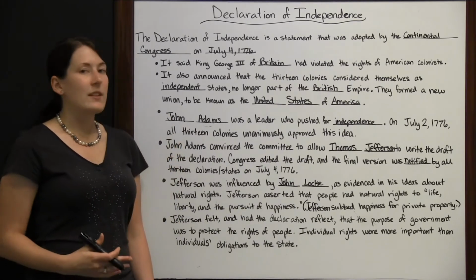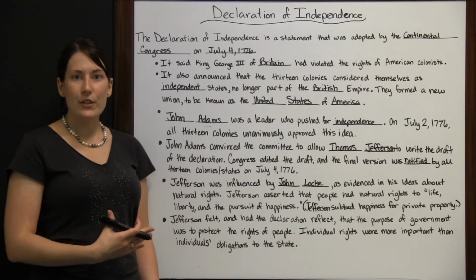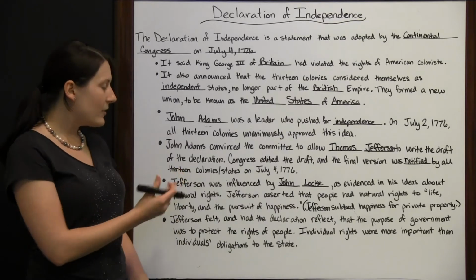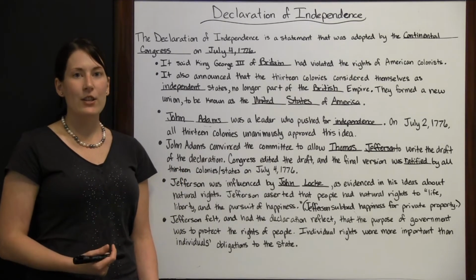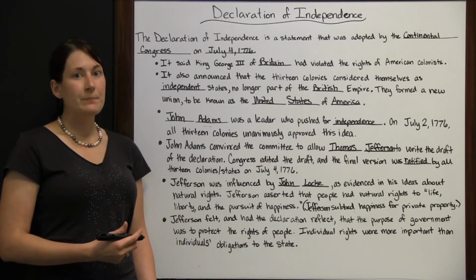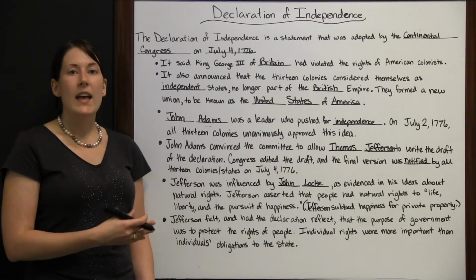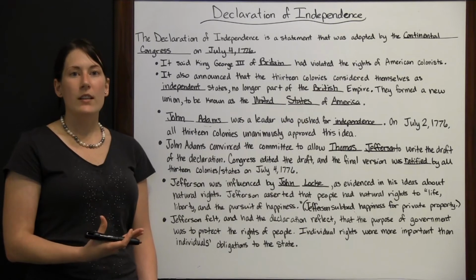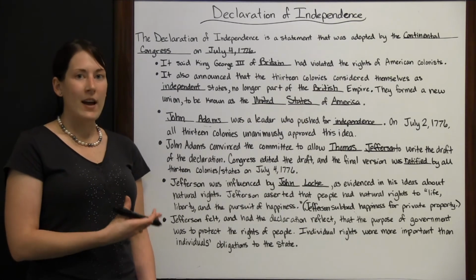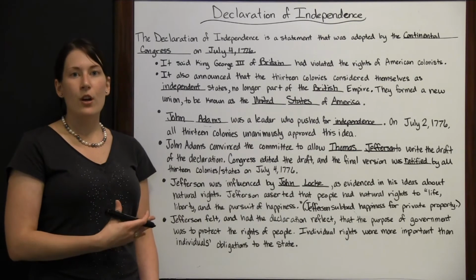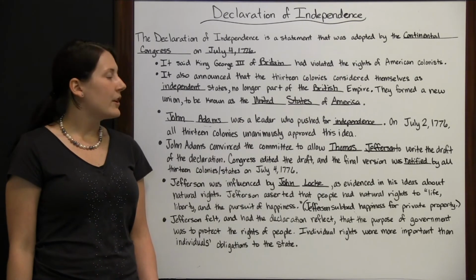So on July 4th, 1776, all 13 colonies, all representatives from those 13 colonies, to be known as states, ratified the Declaration of Independence, which declared that King George had violated rights of American colonists, and now those 13 colonies were to be known as the United States of America, a separate new nation that was no longer tied to the British Empire.